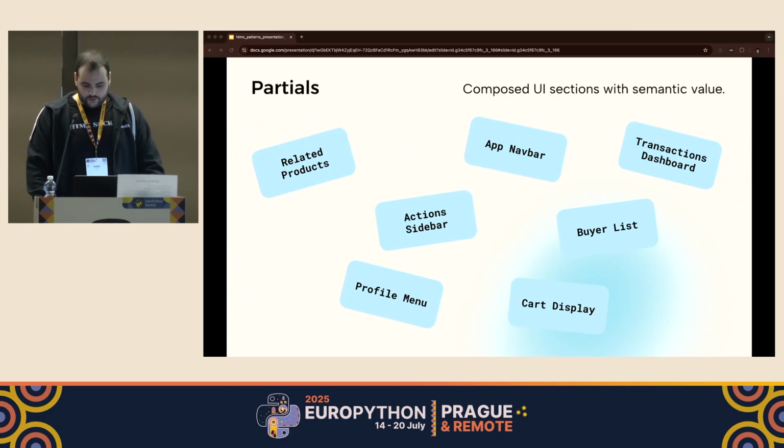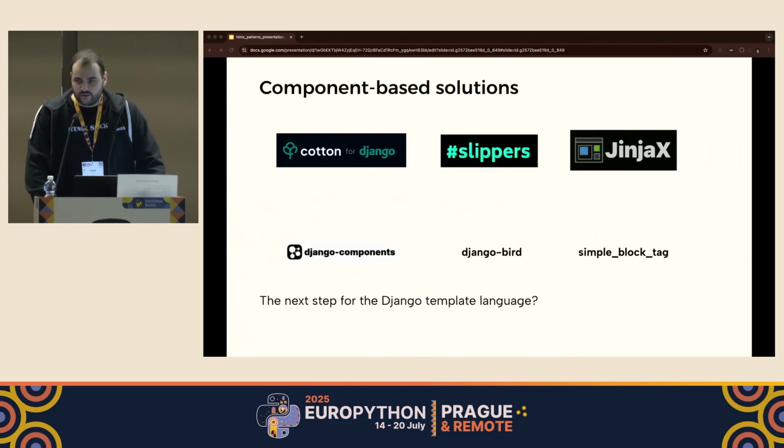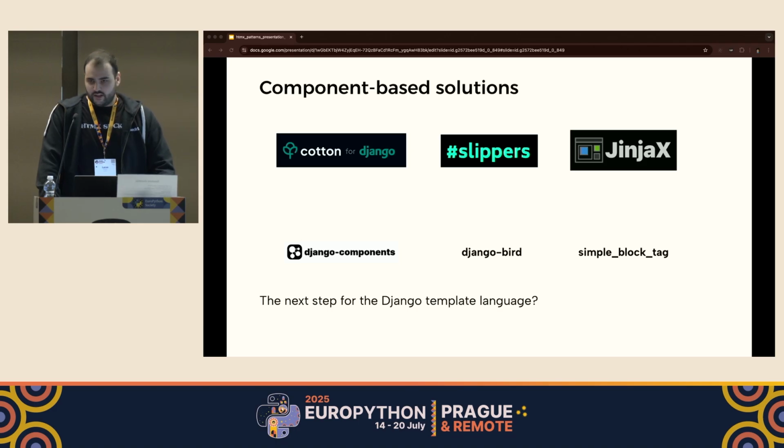Next, partials. Partials are usually composed sections, so lots of elements mixed together with a certain semantic value for your UI. We have examples here such as a buyer's list, a cart display, profile menu. And what about components on Django templates? There are a lot of solutions, so third-party packages for that. There's Cotton, Slippers, Jinjax, Django components. There's also the simple block tag for Django 5 users.